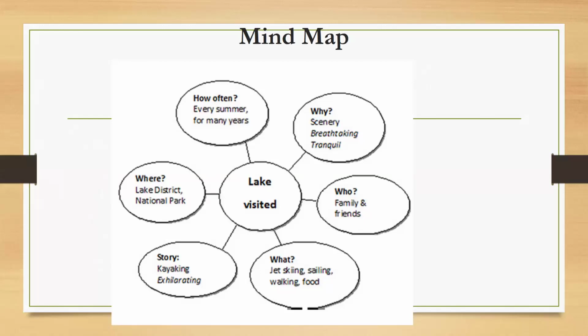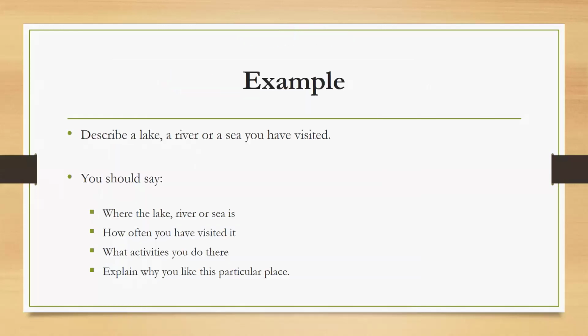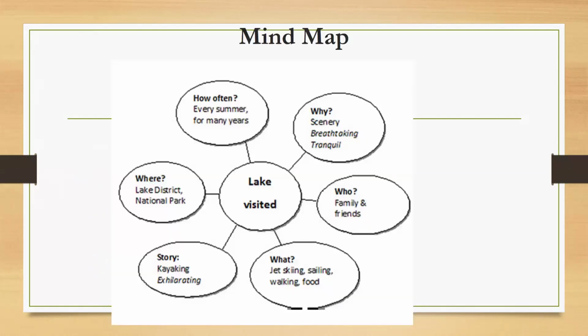On your screen now is somebody's mind map on the central theme or the topic, describe a lake, a river, or a sea you have visited. You should say where the lake, river, or sea is, how often you visited it, what activities you do there, explain why you like this particular place. Remember, this is a topic you'll be given in the speaking test part 2. You'll be given a piece of paper to develop your point. We are saying do a mind map. So look at somebody's mind map.